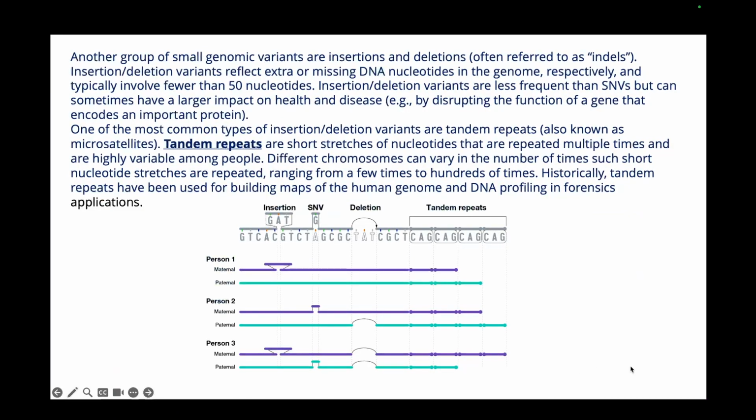Yeah, so these tandem repeats are short stretches of DNA that are repeated multiple times. In this case, this is a tandem repeat of a short stretch of three nucleotides, CAG, repeated multiple times. Different types of variations can occur, and here are four examples: one is an insertion, one is a single nucleotide change, one is a deletion, and one is a tandem repeat. If this happens for a long stretch of nucleotides, say 1,000 or 2,000 bases, then we call it a structural variation. Same with insertions and deletions, right?